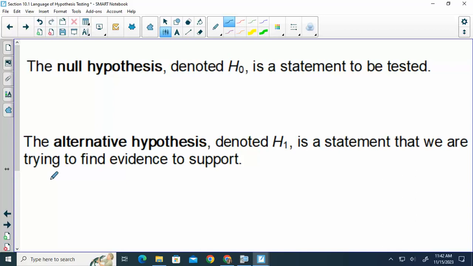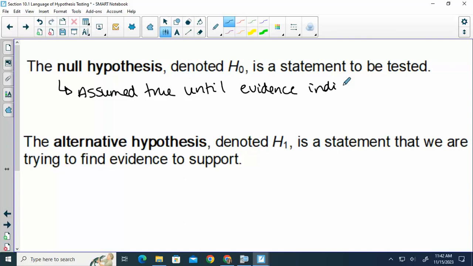The null hypothesis will have an H sub 0. That is the statement to be tested. That's usually your previous study, or the probability of getting a tails is 1/2, or based on the study, the average was this amount. The null hypothesis is assumed true until the evidence indicates otherwise.